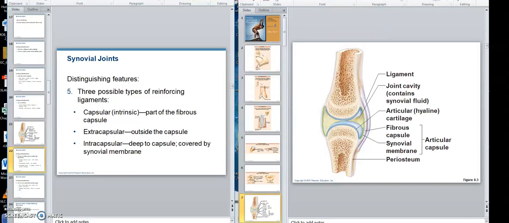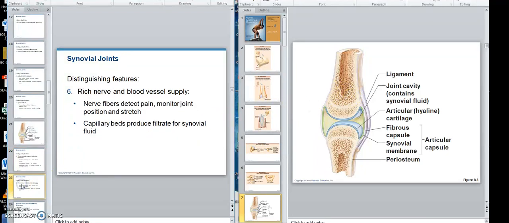Okay, class, we're back to the synovial joint. We talked about the ligaments that you would see which support the joint. Rich nerve supply, blood vessel supply, nerve fibers dictate pain, joint movement, stretch. Kinesiology, where you are also, let's say, proprioception. Your position in space must be determined by how the joint is bent. So you have nerve fibers in there to determine where your position is.